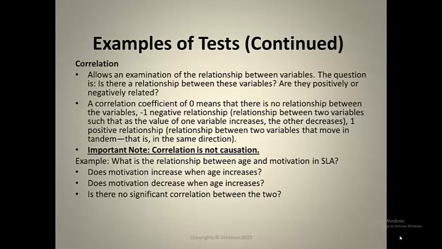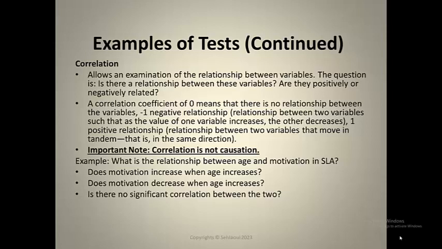And then there is also the possibility of having a positive relationship, when you have a relationship between two variables that move in tandem, that is, in the same direction. So this is a very important note. We need to keep in mind that correlation is not causation. Okay, there is a huge difference between correlation and causation.